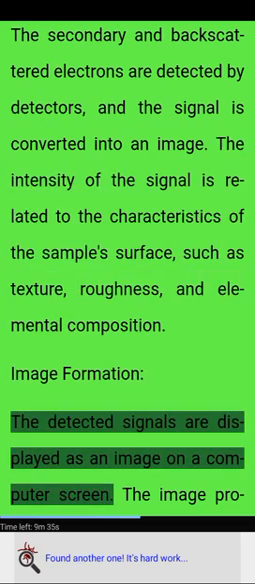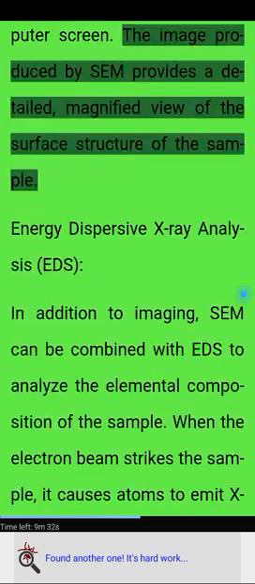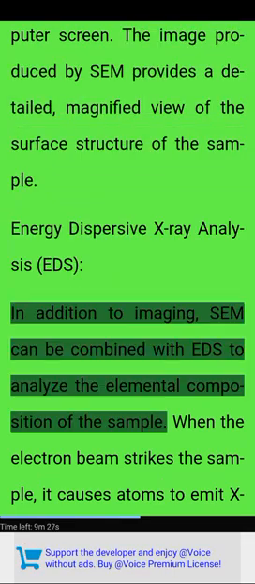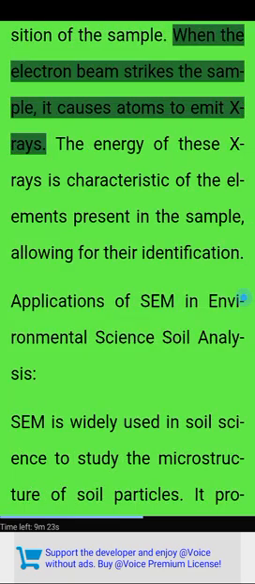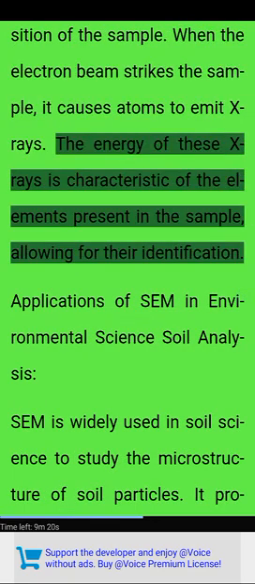Image formation. The detected signals are displayed as an image on a computer screen. The image produced by SEM provides a detailed, magnified view of the surface structure of the sample. Energy dispersive X-ray analysis, EDS. In addition to imaging, SEM can be combined with EDS to analyze the elemental composition of the sample. When the electron beam strikes the sample, it causes atoms to emit X-rays. The energy of these X-rays is characteristic of the elements present in the sample, allowing for their identification.